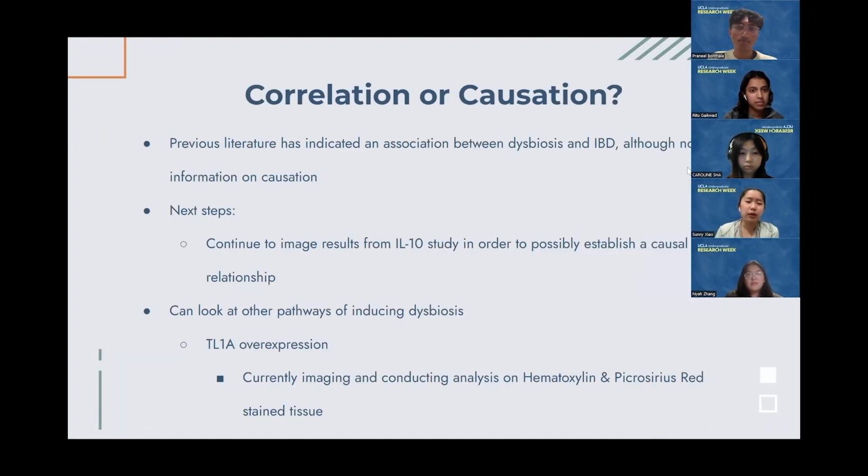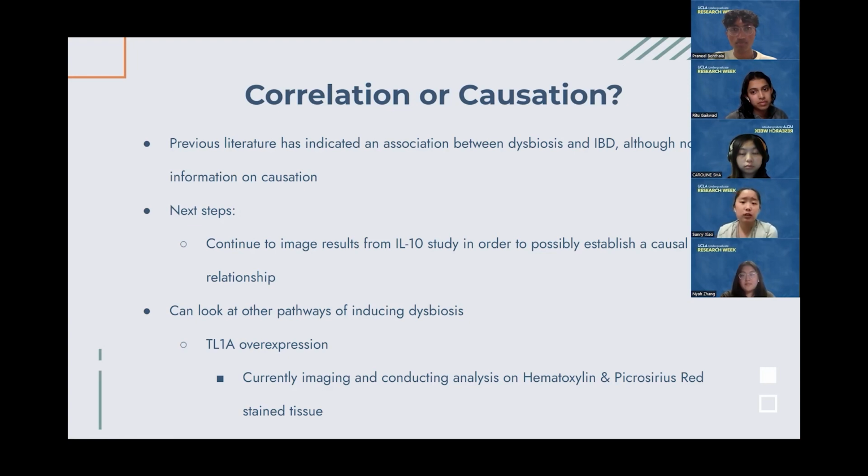Thus far, most outside research papers have indicated there's just an association between dysbiosis and inflammation, but the main question still remains on whether this is merely a correlation or it can be considered a causal relationship. As mentioned in the previous few slides, we're still continuing to image and analyze the isolated tissues from the inoculated mice in the study. Afterwards, we'll be able to compare this fibrosis observed in these results to the wild-type mice, and we hope to eventually find evidence that knockout of IL-10 does lead to intestinal inflammation in IBD.